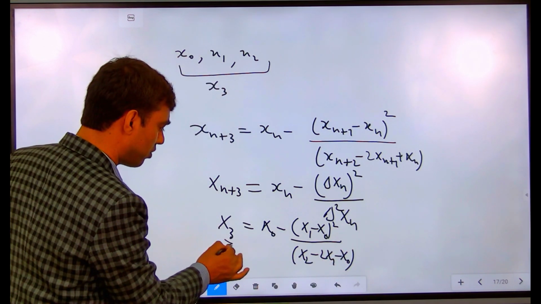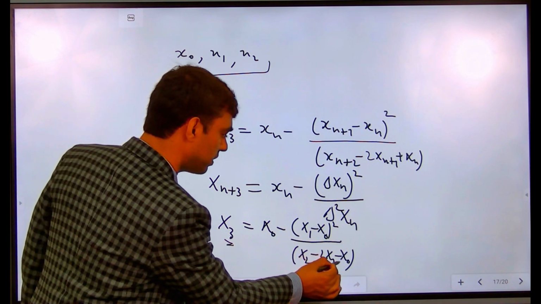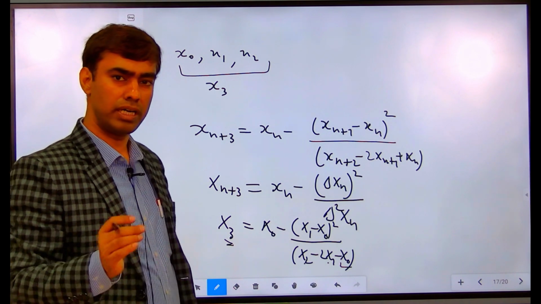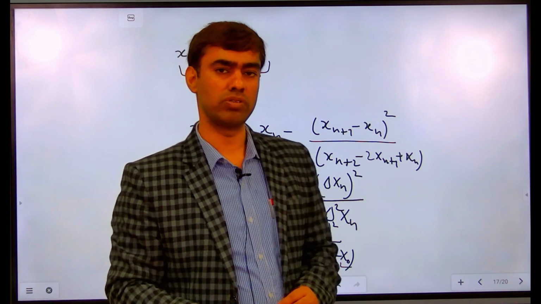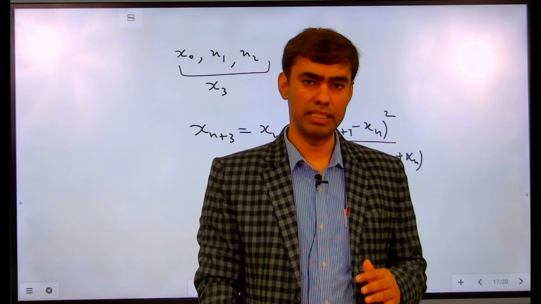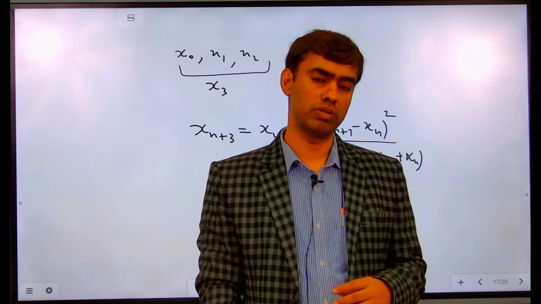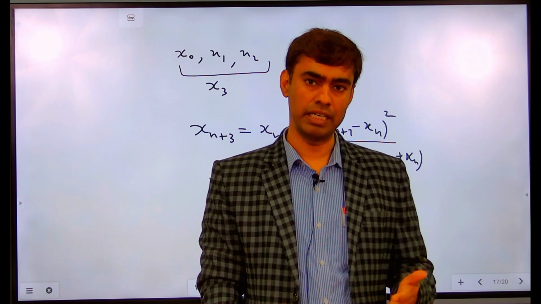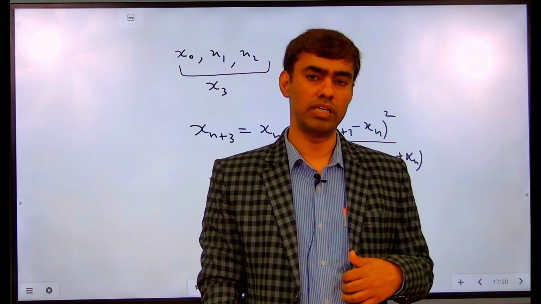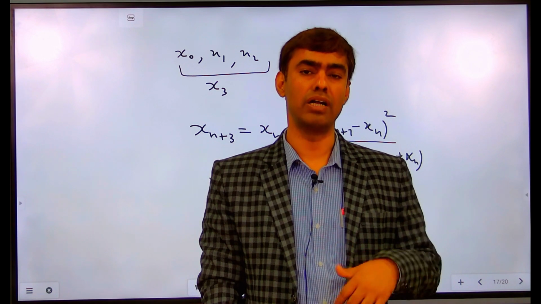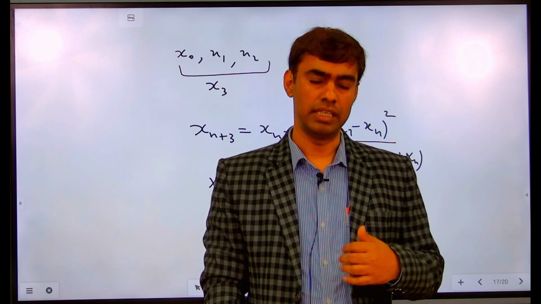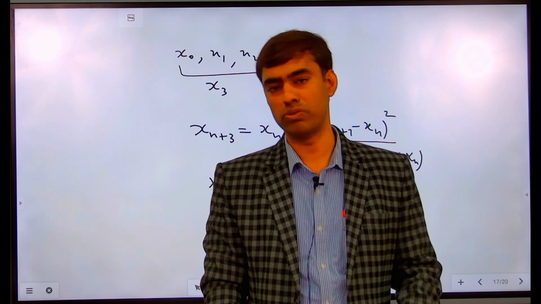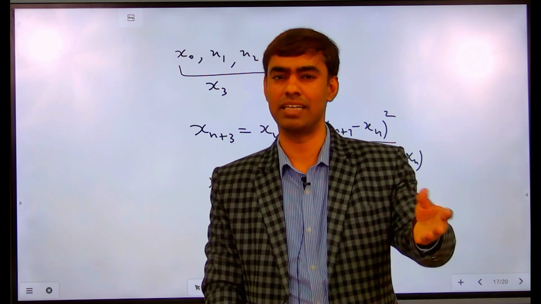So, to find the value of x3, there is a need for the values of x0, x1 and x2. When we apply Aitken's delta square method, first of all we find the values of x0, x1 and x2 with the help of the fixed point method. Then we apply Aitken's delta square method to find the next iterative approximate values, that is, x3, x4, x5, x6, x7 and so on.